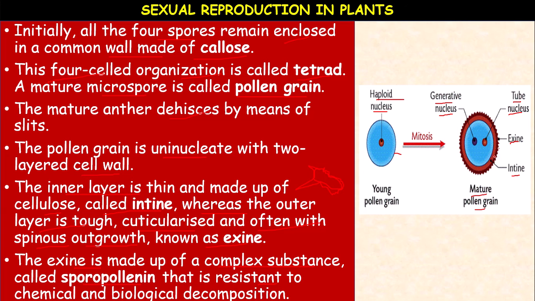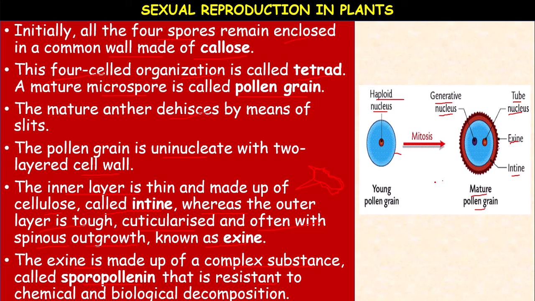When they are circular in outline they are called germ pores, and when they are elongated they are called germinal furrows. The intine is thin and elastic. It emerges out as the pollen tube from the germ pore during germination. So, this intine only will form the pollen tube during germination.